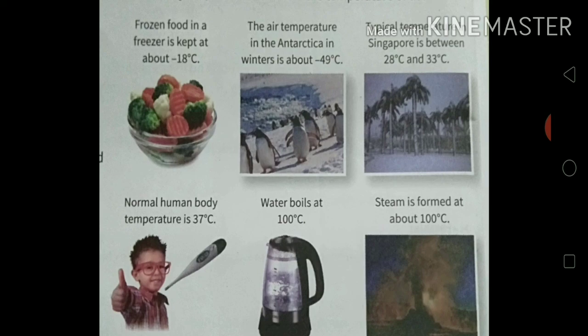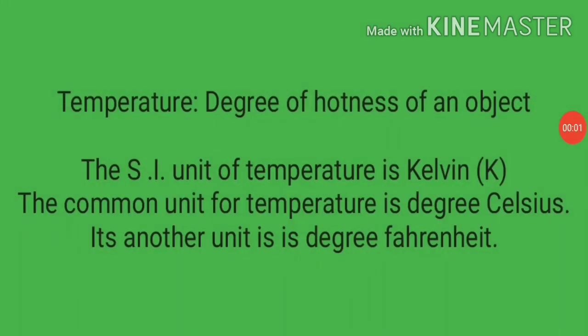So let's know something more about temperature. So what is temperature? The temperature of an object tells the degree of hotness of an object, or we can also say that the temperature of an object tells the degree of hotness or coldness of an object. The SI unit of temperature is Kelvin. It is denoted as capital K. The common unit for temperature is degree Celsius, and another unit is degree Fahrenheit. So this is about temperature.